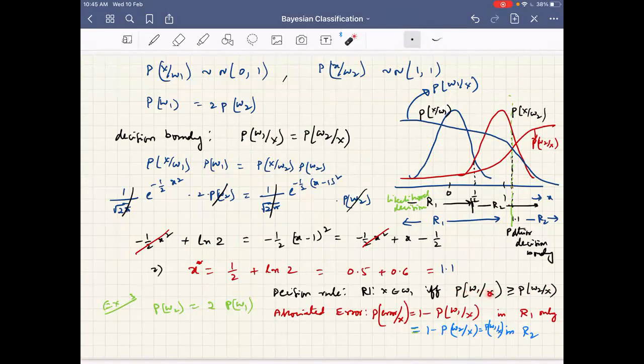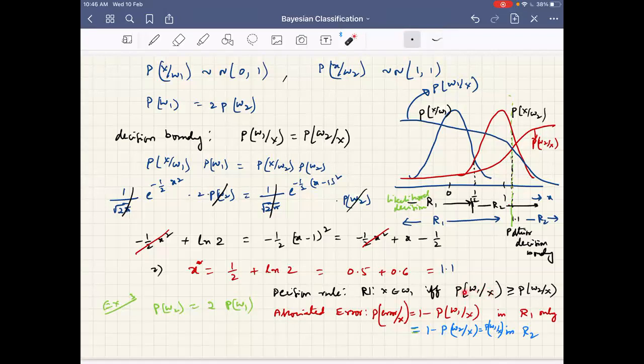Is this P of omega 1 given x a constant quantity for all x, or for different x's is P of omega 1 given x also different? You should answer quickly. It is different. So when I take the decision with this, whenever this is more confident, I'm putting the sample into this class.